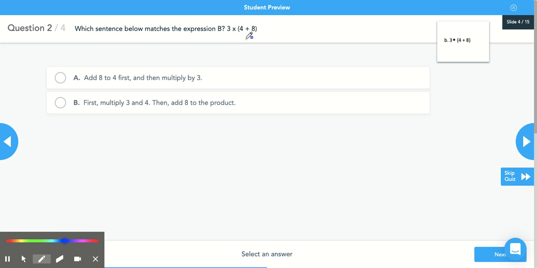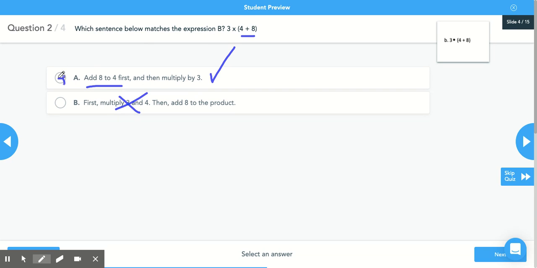This time, first I am adding 8 and 4 because the sum is a grouping in parentheses. So first I want to find that, add 8 to 4 first, and then multiply by 3. That one looks pretty good, but I'll double check the other one. First, multiply 3 and 4. I'm not multiplying first because the 3 and 4 is not in parentheses. The sum, 4 plus 8, is in parentheses. So in this one, A is correct.